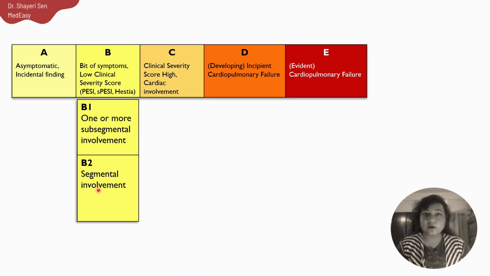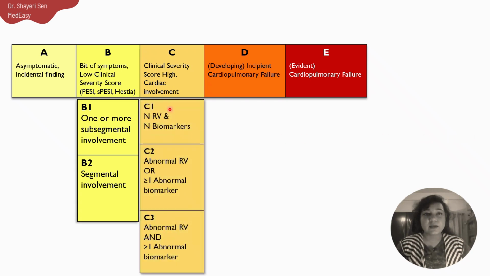You have heard about the bronchopulmonary segments. So B2 has a segmental involvement, and B1 is subsegmental, more peripheral, right? What are the subcategories of C? Now I said C for cardiac involvement. We start checking for the cardiac involvement from C onwards.